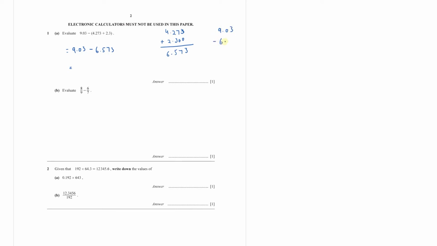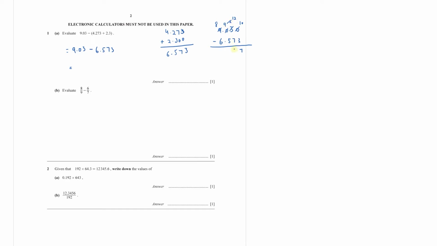9.03 minus 6.573. I'll add a 0 here. So I'll have to carry from this side. This becomes 2, this becomes 10. 10 minus 3 is 7. You cannot subtract 7 from 2. I cannot carry from here, so I'll have to carry from here. So this becomes 8. This becomes 10, but I'll have to carry one more. So this becomes 9, and this becomes not 2, but 12.